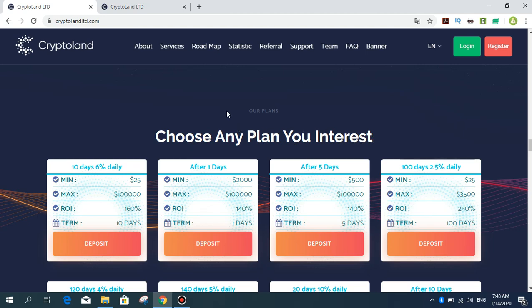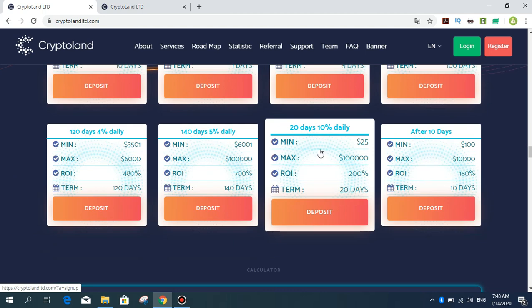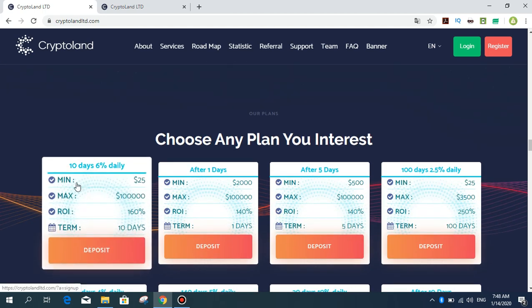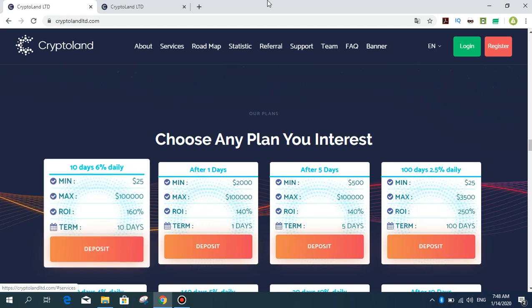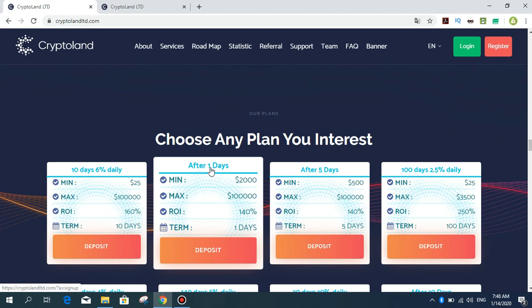What is the investment plan on Cryptoland? You can see on this area. There are 8 investment plans on this site. Minimum deposit amount $25 and rate up to 60%. Term 10 days. And there is a 1 day investment plan. Minimum investment amount is $200, $2,000, and maximum amount is $100,000, and ROI back to money 140%. Term time only 1 day.